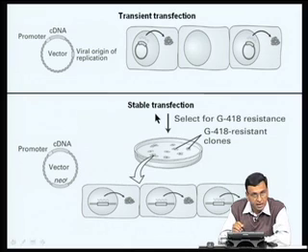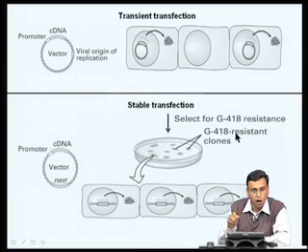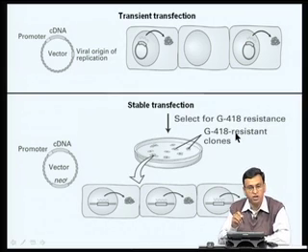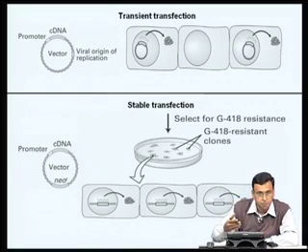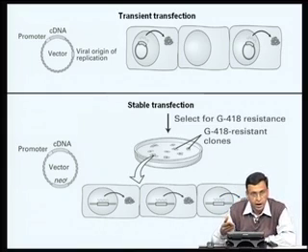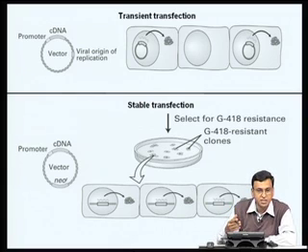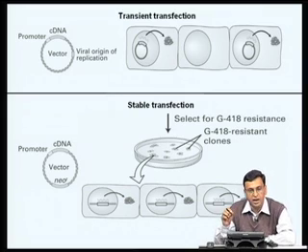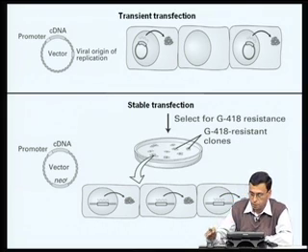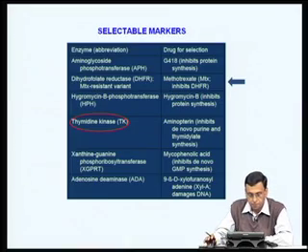In the case of stable transfection, following transfection of your vector, you add antibiotics such as G418, and all those cells which have taken up your gene and have stably integrated this gene, every time these cells divide, your gene of interest also divides. Therefore, those cells get selected, they become resistant to G418, and ultimately you end up with colonies in which your transgene has stably integrated into the host chromosome, and not only that, their progeny also become drug resistant.